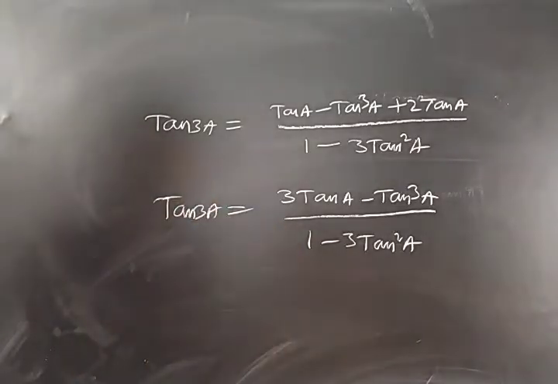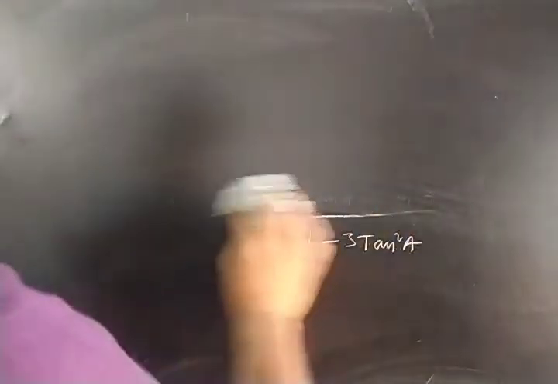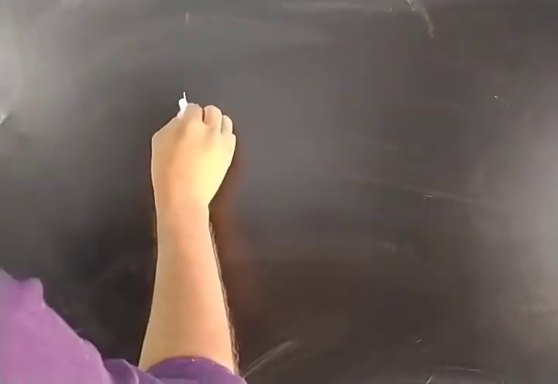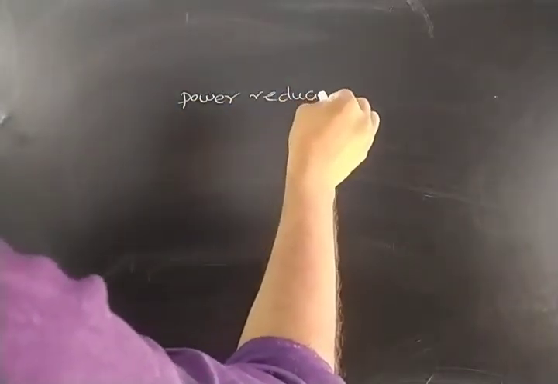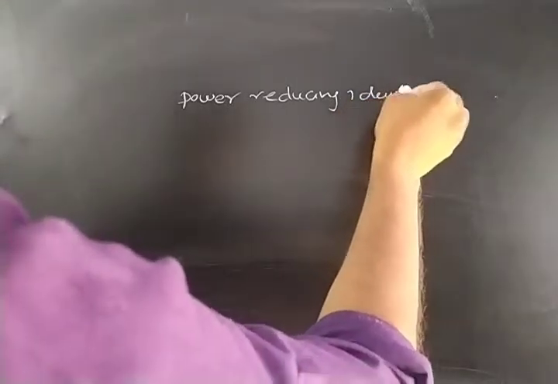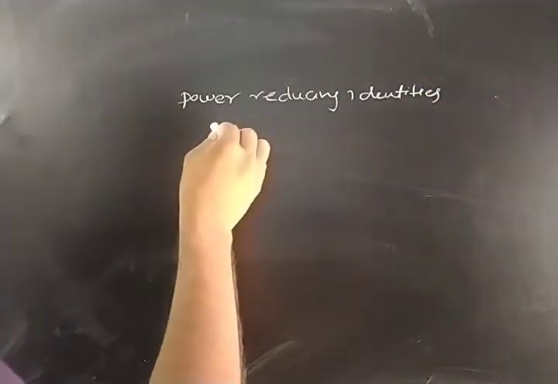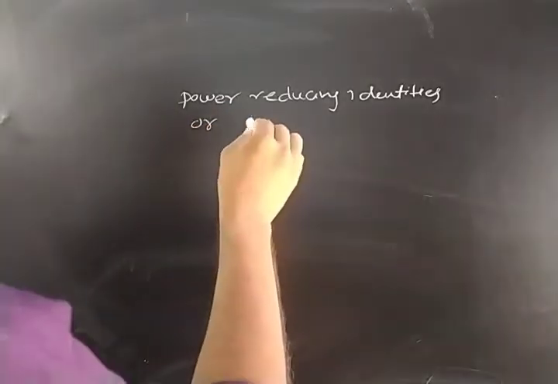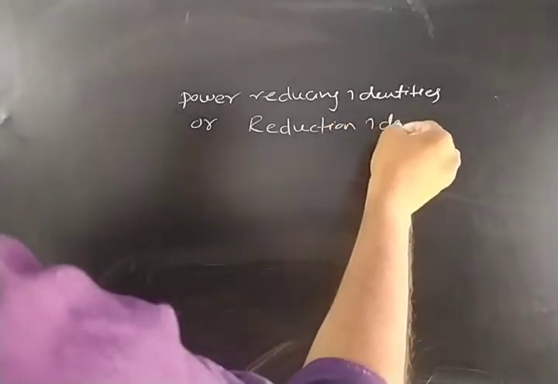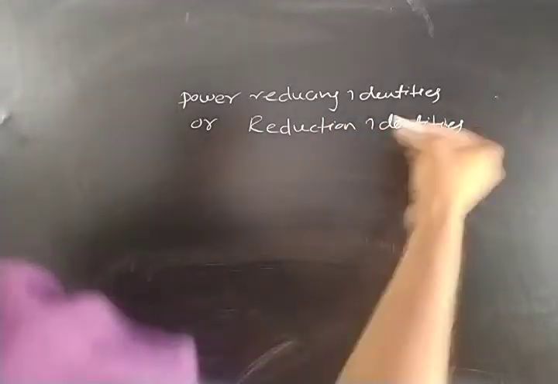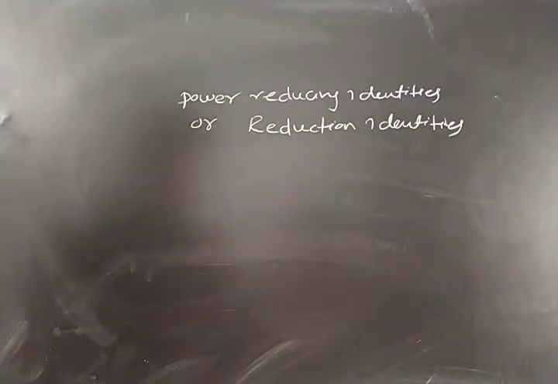Okay students. Right. Now let us discuss the reduction identities, or power reducing identities, or they are known as reduction identities. Sometimes we require to reduce the power of the trigonometry function. In that case we have to use these reduction identities.